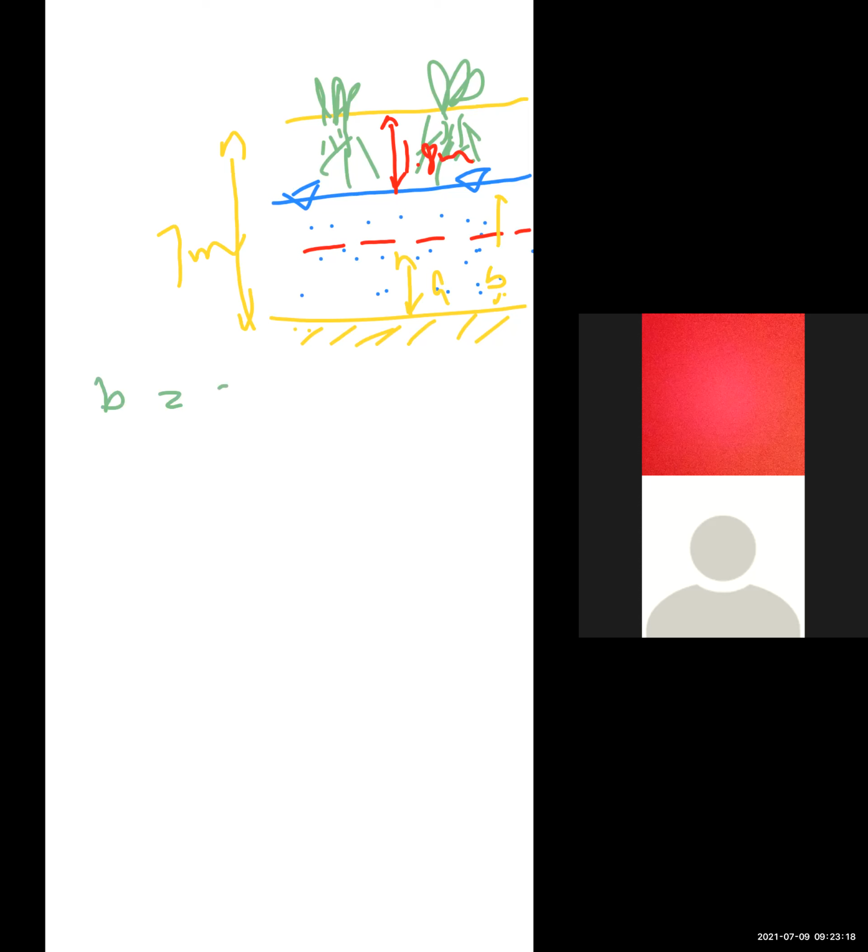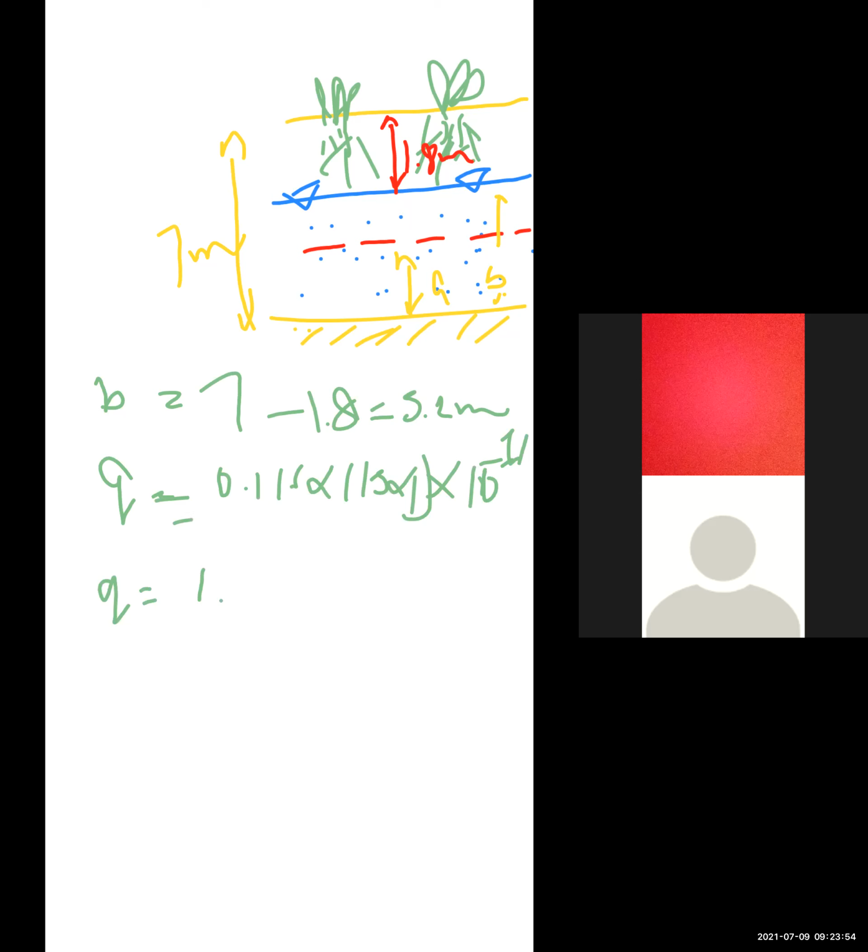So B equal to 7 point, and Q equal to AB, that is 0.116 into 10 to the power minus 6. So Q equal to approximately 1.74 into 10 to the power minus 6 meter cube per second.